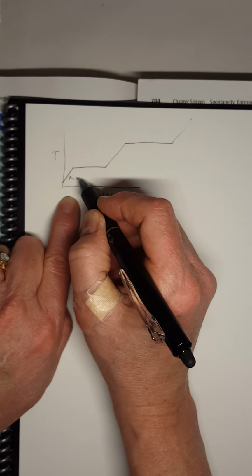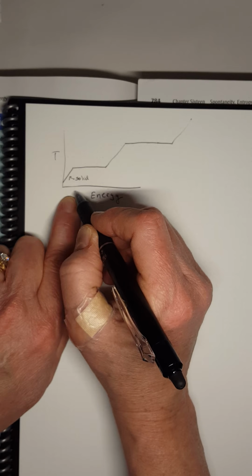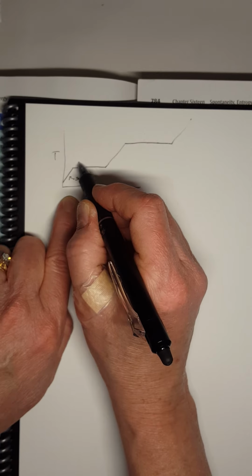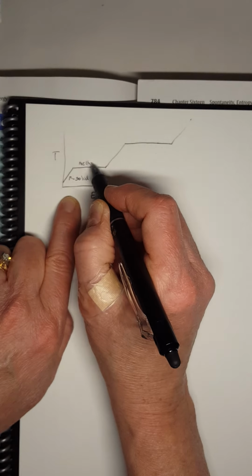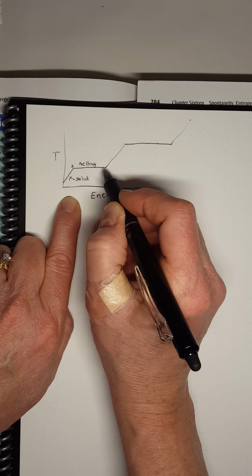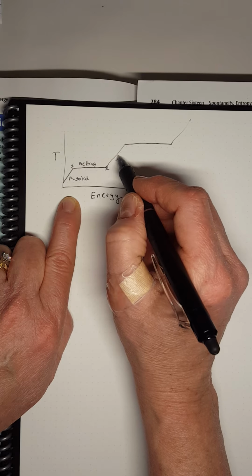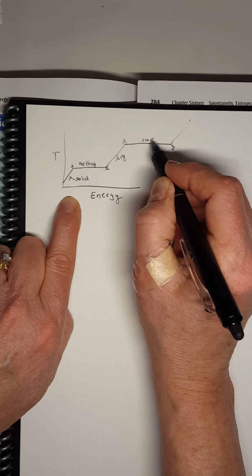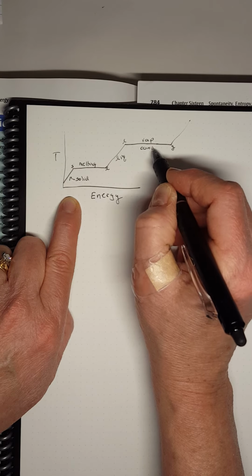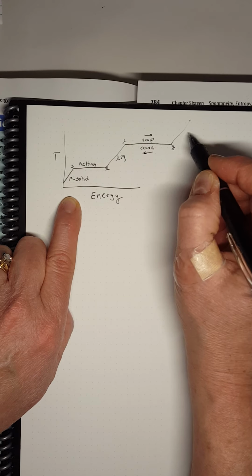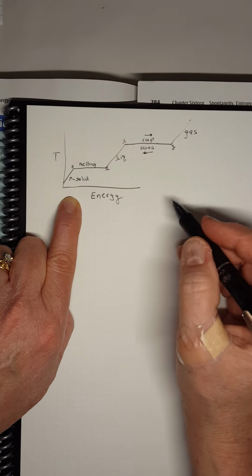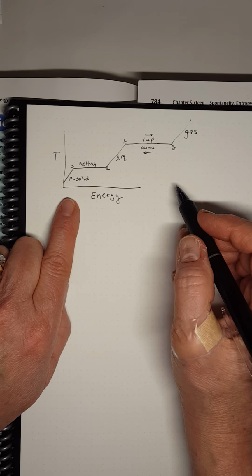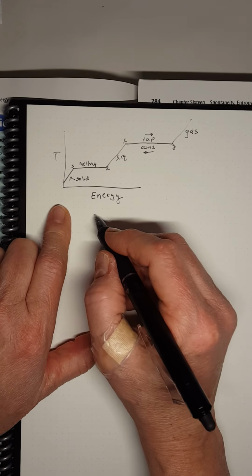And this first sloped part is a solid. This is melting or freezing, depending on which way you're going, because you're going from solid to liquid. Then this is the liquid phase, and then you're going from liquid to gas, so you're either vaporizing or condensing, depending on which way you're going. And then this is gas. So when we talk about boiling point, we're talking about the temperature.